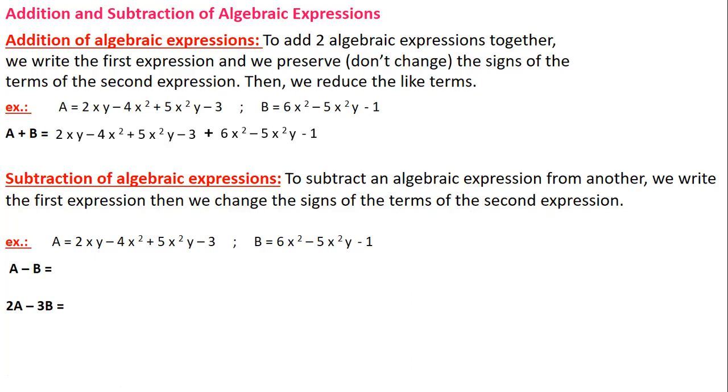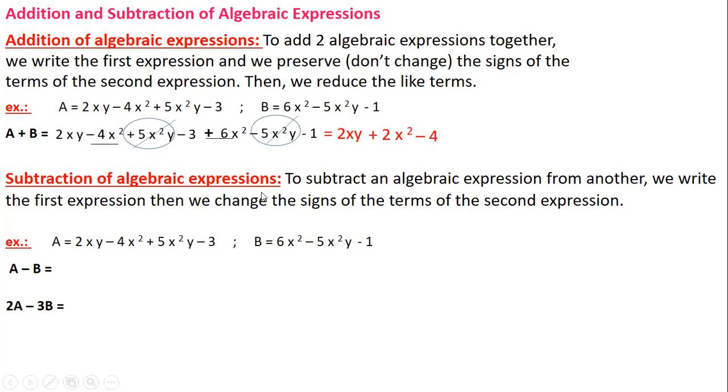Now, of course, we reduce the like terms using the rules. As you can see, we give them the same marks to be able to reduce them, and we get the answer. Let's move to another example.